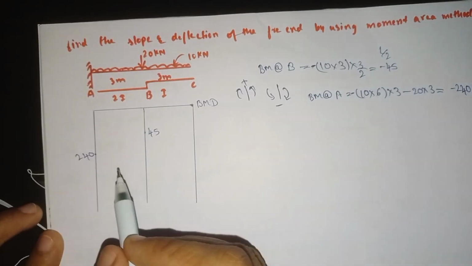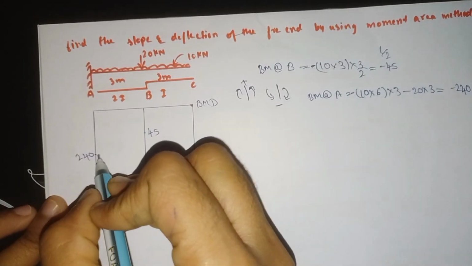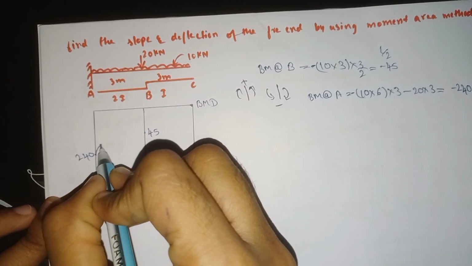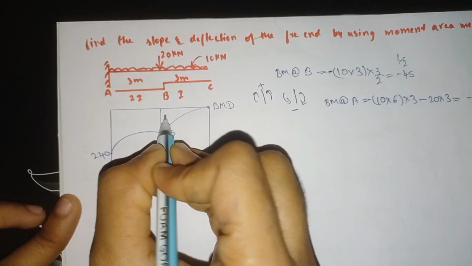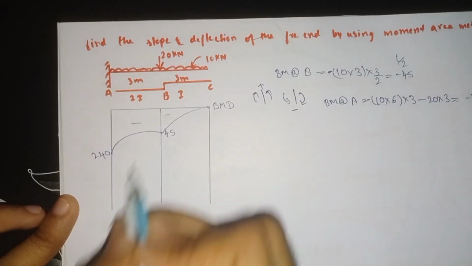Since a UDL is there, the bending moment diagram will be a parabola like this, and here also like this. Both are negative.